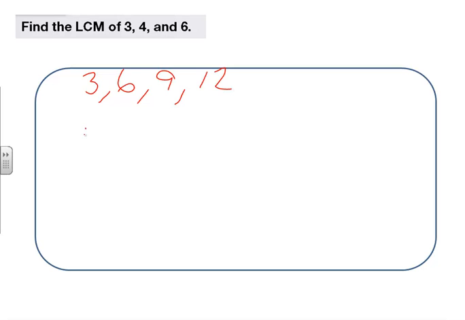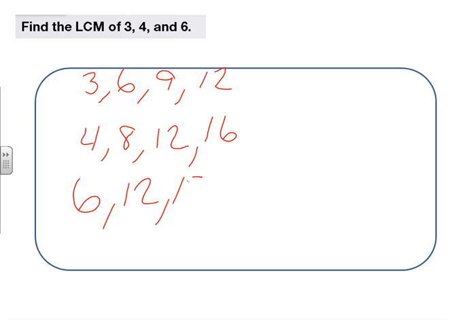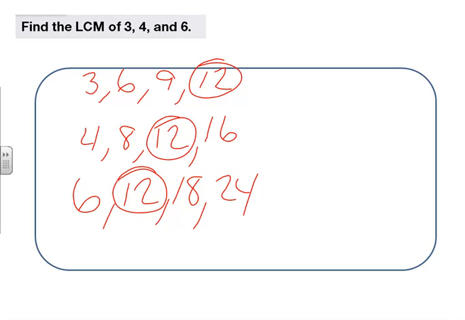4 times 1 is 4. 4 times 2 is 8. 4 times 3 is 12. 4 times 4 is 16. And then 6. 6 times 1 is 6. 6 times 2 is 12. 6 times 3 is 18. 6 times 4 is 24. So what multiples do we have in common? Well, they all have a 12. They would eventually all have a 24 also, but we're looking for our least common multiple, which we know to be 12.